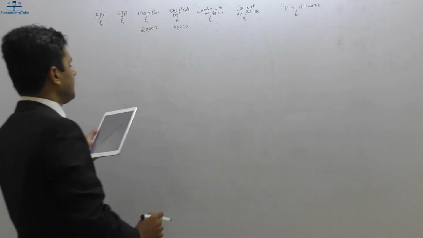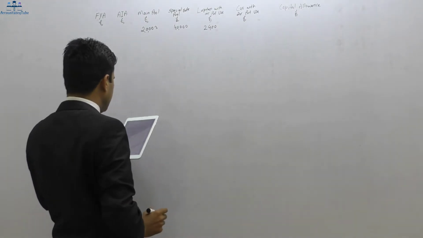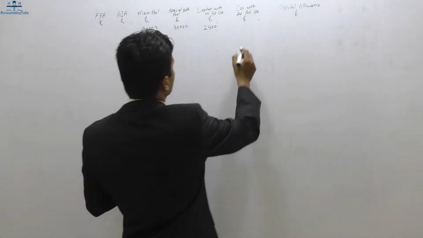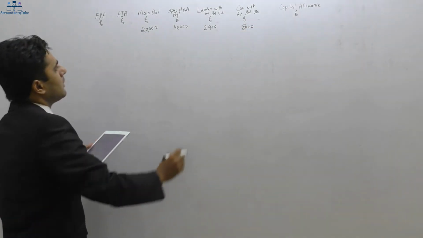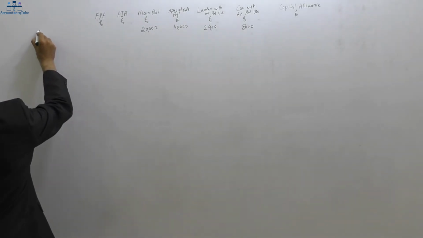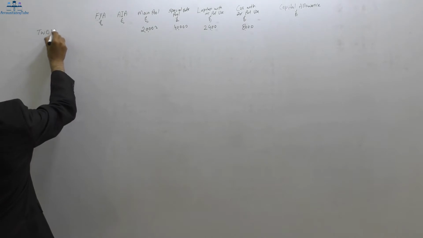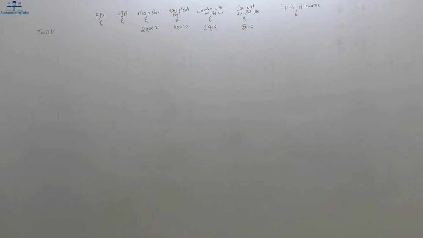Then the laptop is £2,400. And then £8,000 is a car with 20% private use. So that is our tax written down value. You can write down TWDV, which is tax written down value. These are our opening balances, which I have just copied from the question and pasted here.